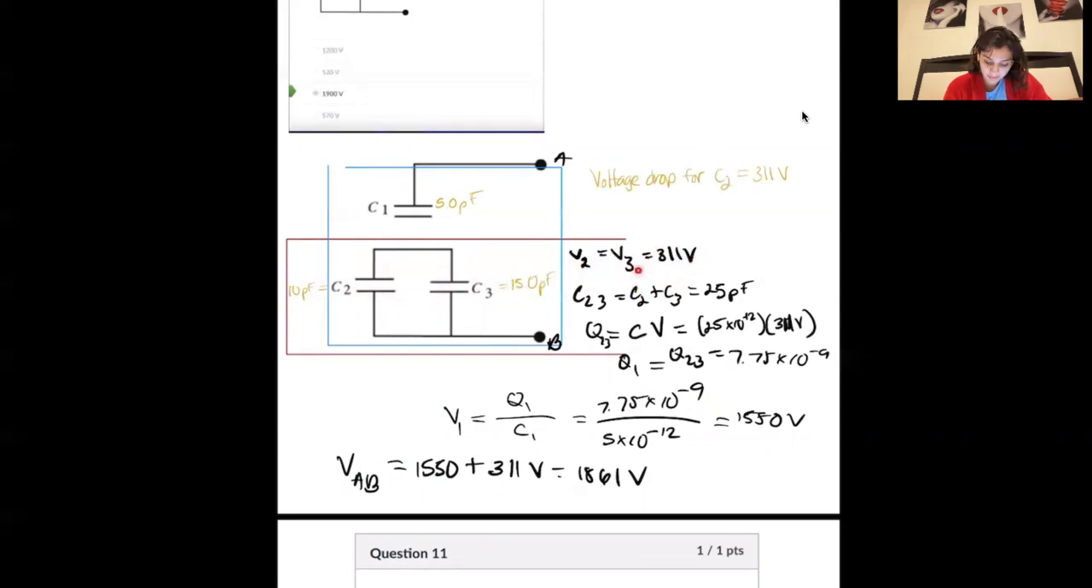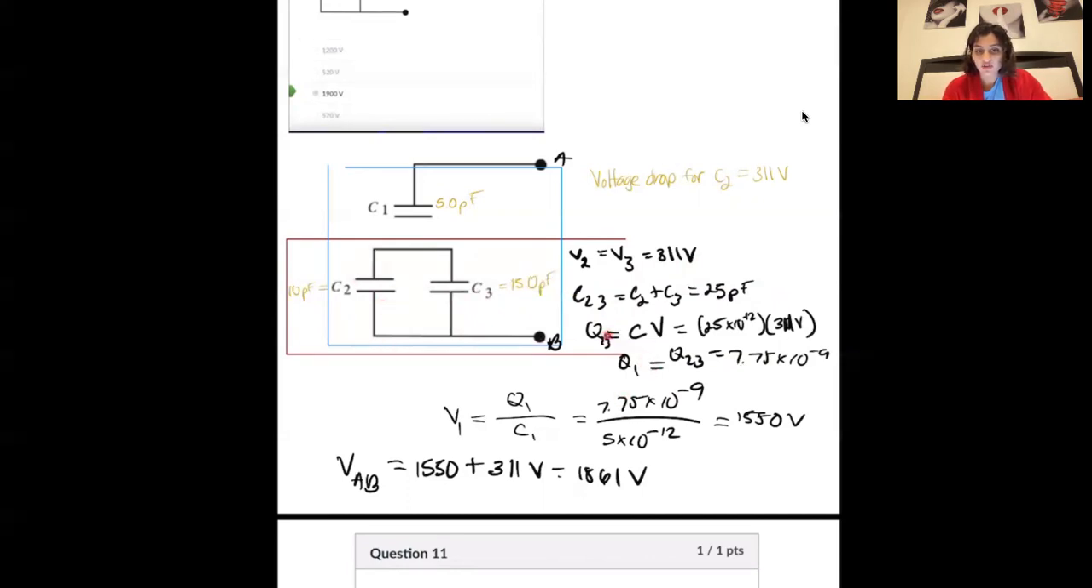They give you that in the problem. Your voltage 2 is going to be the same as your voltage 3, which is 311, because these are parallel to each other. So then your capacitance for 2 and 3 is just the addition of what they give you. They tell you the capacitance of C3, and they give you the capacitance of C2. So you just have to add them together, and that would be your capacitance for this part of the system.